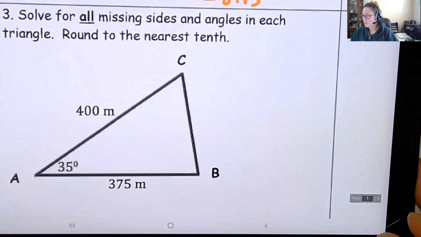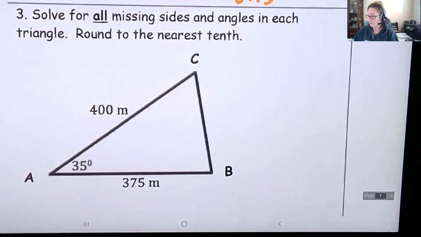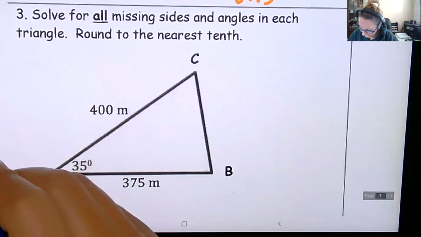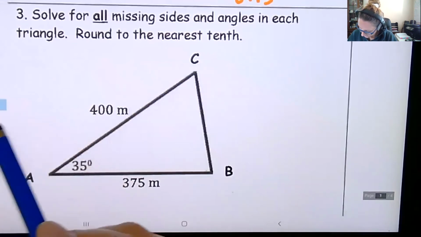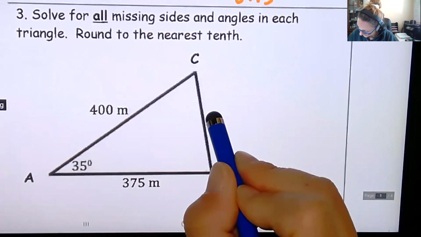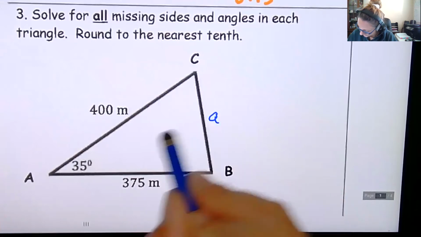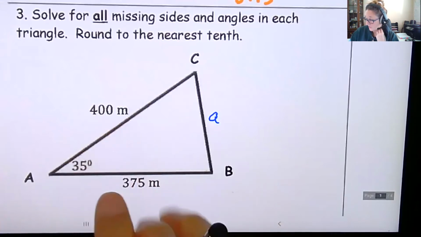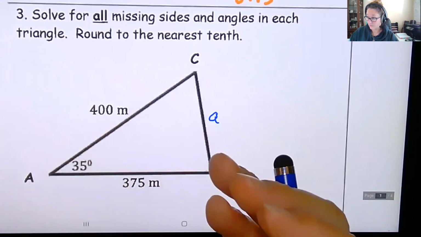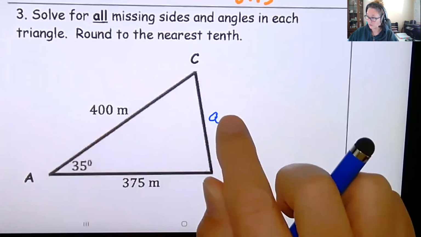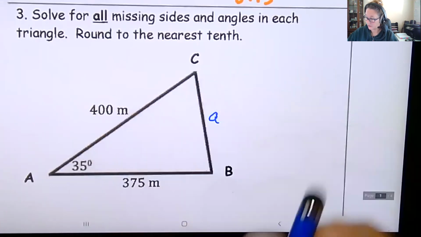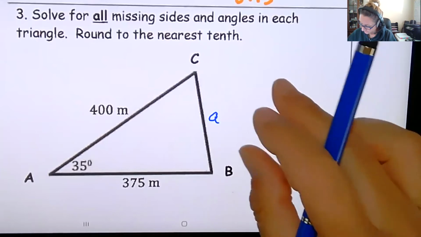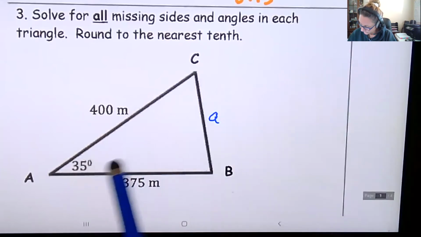So on this one, they want us to solve for all missing sides and angles. Okay, so it's the same problem basically, just wording it slightly different. So I need to find my little a, and I need to find my angles. I know these sides. So again, I know side, angle, side. I don't know enough to do a law of sine problem because I don't have a pair of anything, meaning angle and side across. So I'm going to be doing law of cosines for this one here.